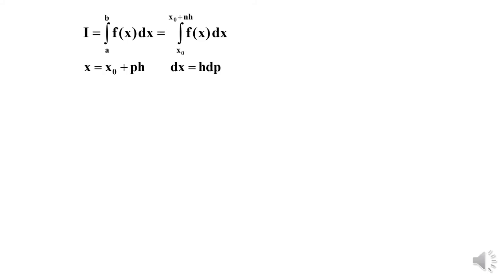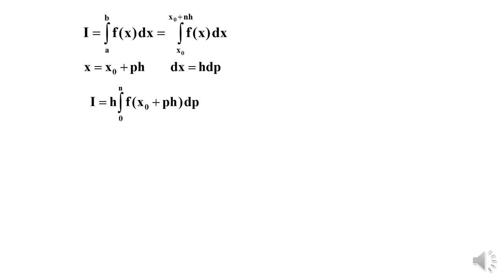So when we put x0, then we get p equal to 0, and when we put x equal to x0 plus nh, we get nh equal to ph. It means p is equal to n. We substitute limits 0 to n and the value of dx is h dp. We put x equal to x0 plus ph, we get this I.